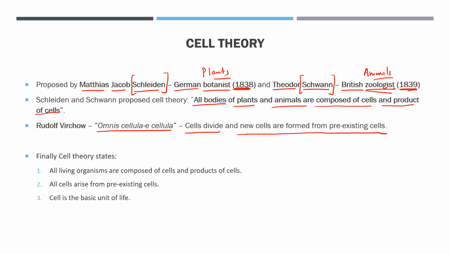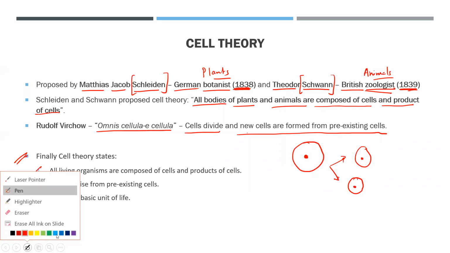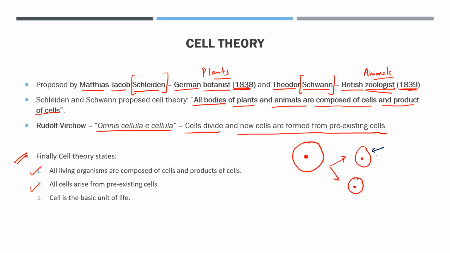And today, as we know, the cell theory has 3 points. The first point is all organisms are composed of cells and products of cells. The second point states all cells arise from pre-existing cells. Pre-existing means the ones which were existing before. पहले से जो exist करते हुए cells हैं, उसमें से ही नए cells आएंगे. For example, if this is a cell and it is dividing into two, that simply means it is going to divide into these two cells. So this particular cell has arisen from this cell.